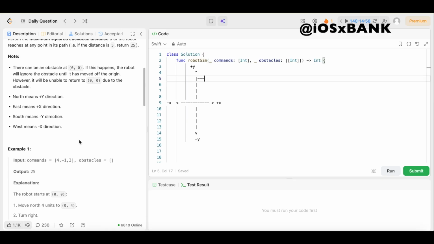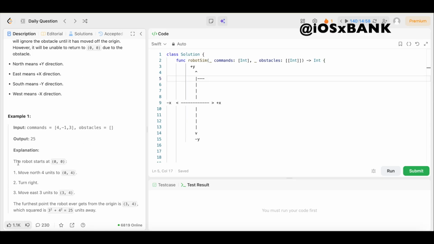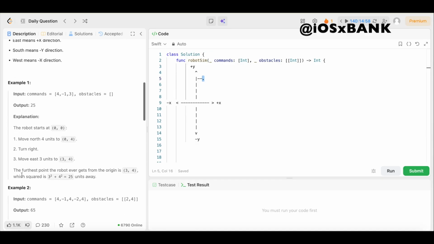So we started right here. We moved 4 units north to 0, 4, right here. Then we turn right. Remember, this means turn right. After we turn right, we move 3 units to the east. So we land right here on 3, 4. The furthest point the robot ever gets is 3, 4.